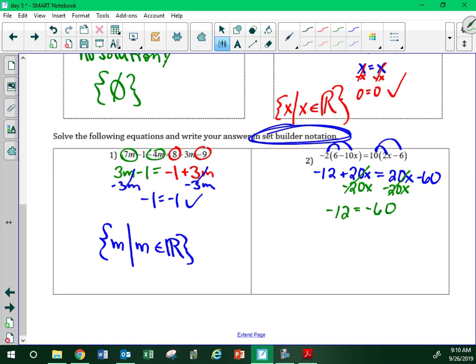Is this a true statement? No, it is false. So what's our answer? No solution.